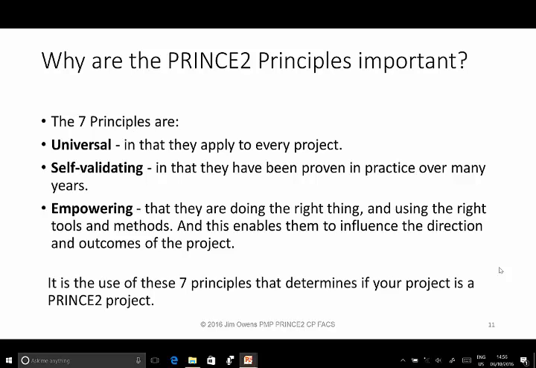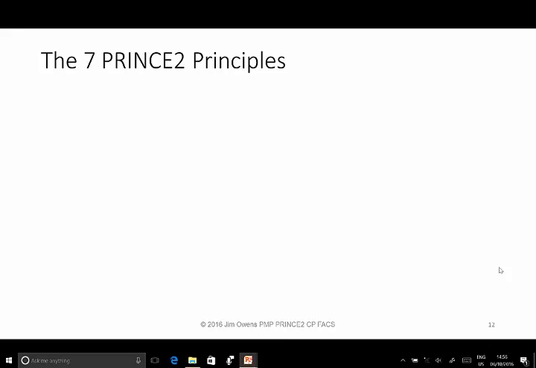But even if you are using the PRINCE2 themes and processes, you are not managing by PRINCE2 if you are not applying all 7 principles. Let's have a closer look at the 7 PRINCE2 principles.